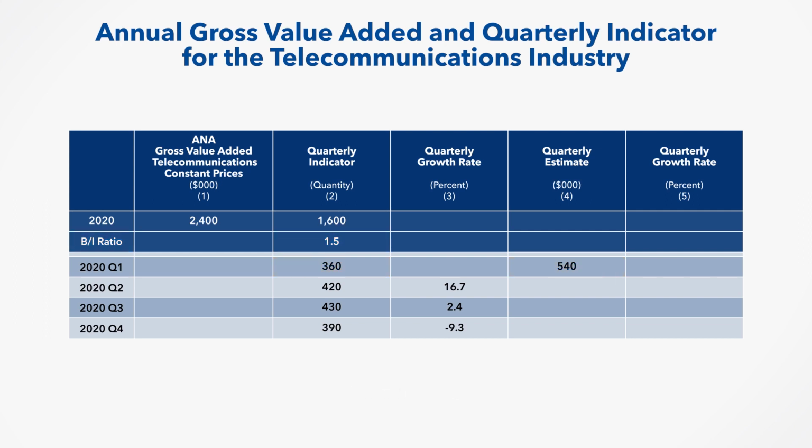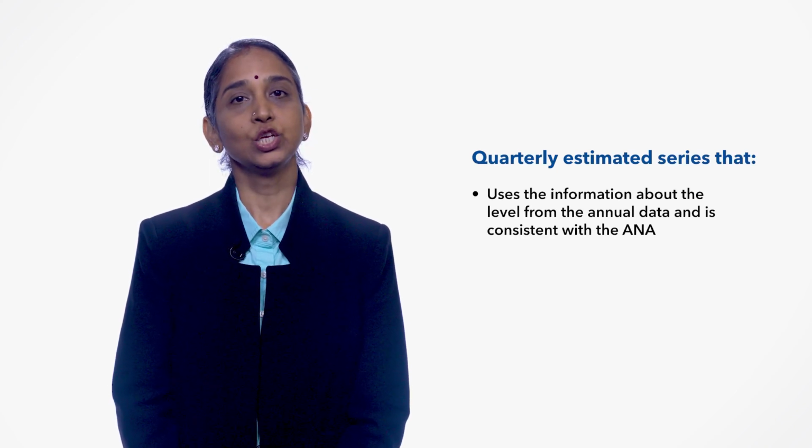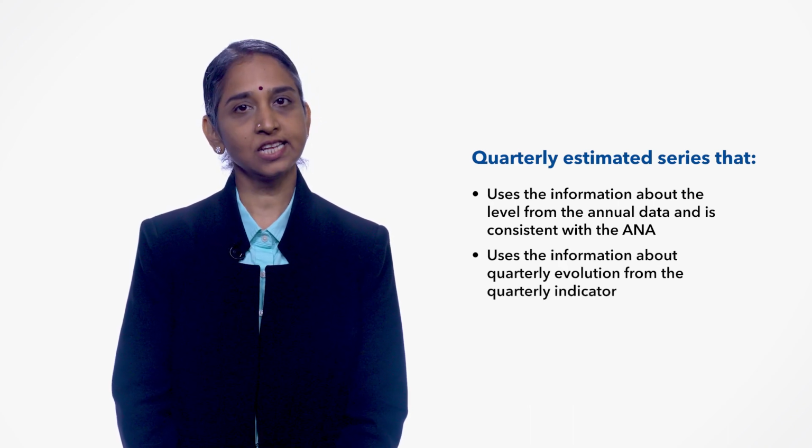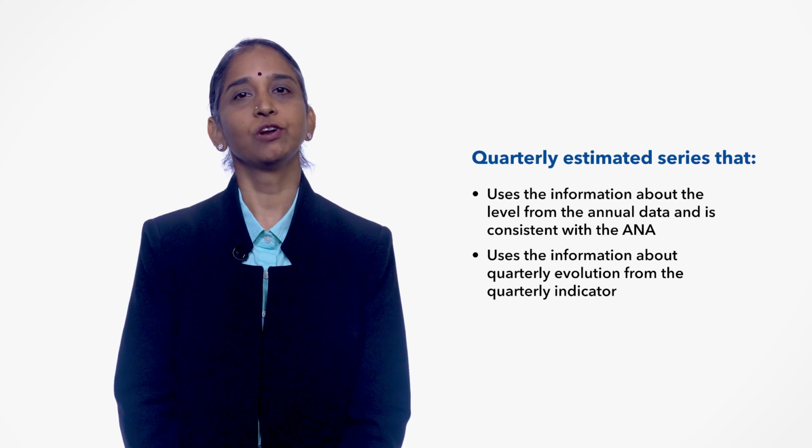Note that because of benchmarking, the estimated quarterly series sums up to the same value as the ANA data in 2020, that is 540 plus 630 plus 645 plus 585, which is equal to 2400, and also maintains the same quarterly percentage changes as the original quarterly indicator. To sum up, we have produced a quarterly estimated series that uses the information about the level from the annual data and is consistent with the ANA, and uses the information about the quarterly evolution from the quarterly indicator.